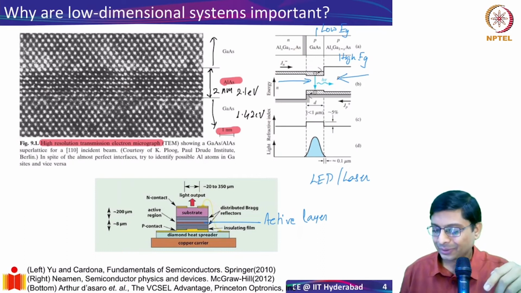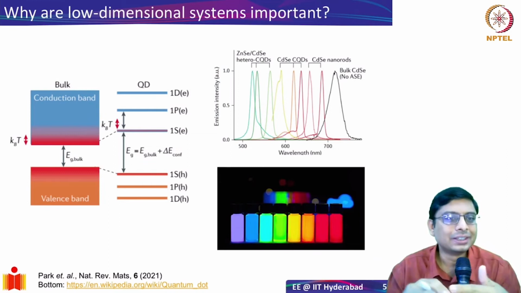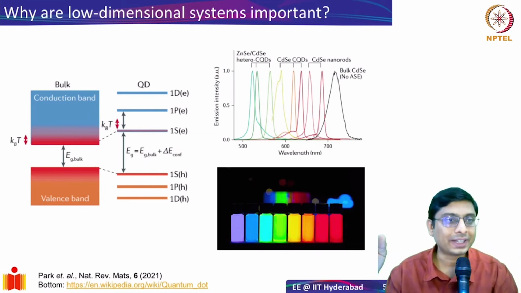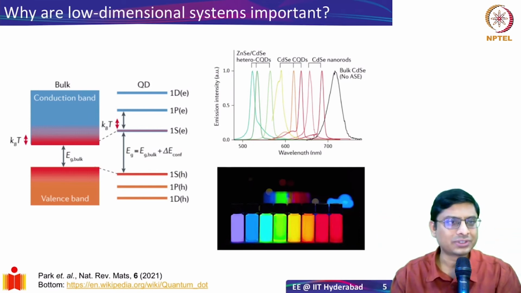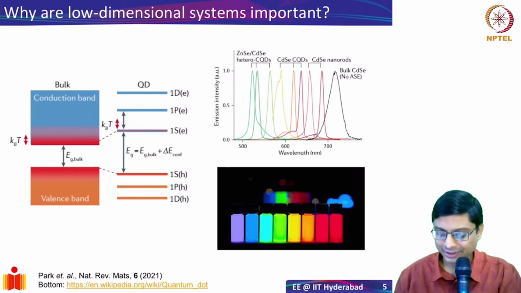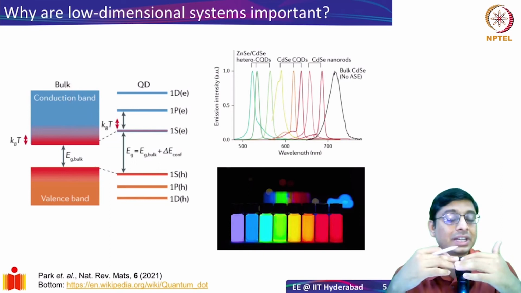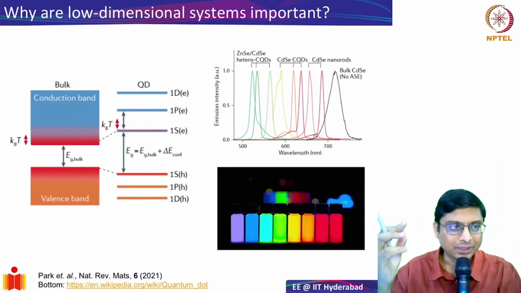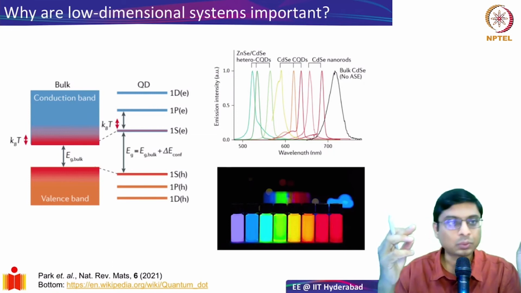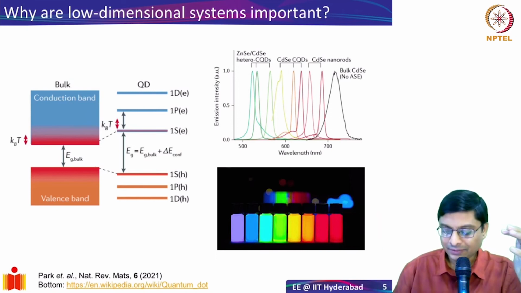All right, another example. Why are low dimensional systems important? In a way, this also motivates why nanophotonics is important. This is all nanoscale phenomena. If you look at any bulk semiconductor, you must have heard about the valence and the conduction band. There are bands of allowed states in a regular semiconductor. But now, if I look at a quantum dot, that essentially is a confined structure.